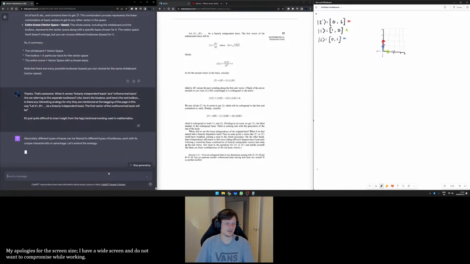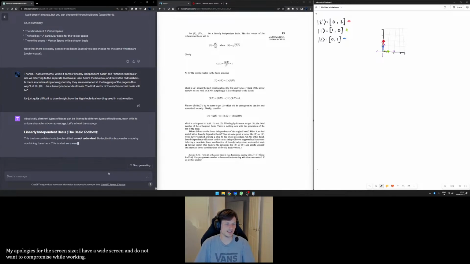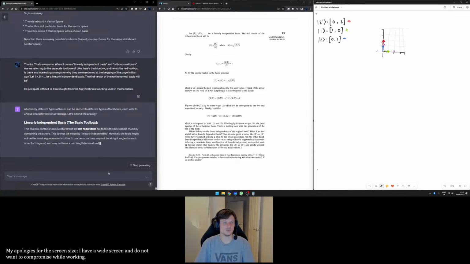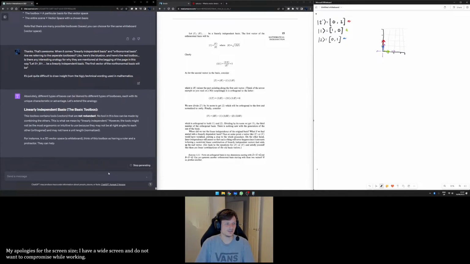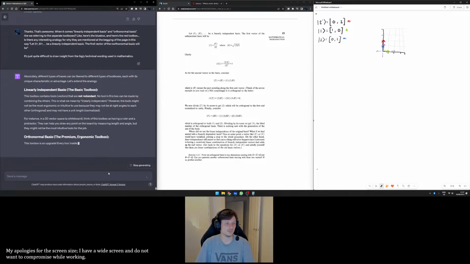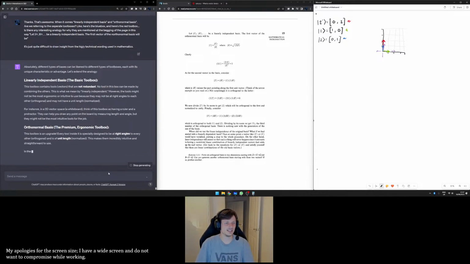Different types of bases can be likened to different types of toolboxes, each with its unique characteristic or advantages. Let's extend the analogy. Linearly independent basis, the basic toolbox. This toolbox contains vectors that are not redundant. No tool in the box can be made by combining the others. This is what we may mean by linearly independent.